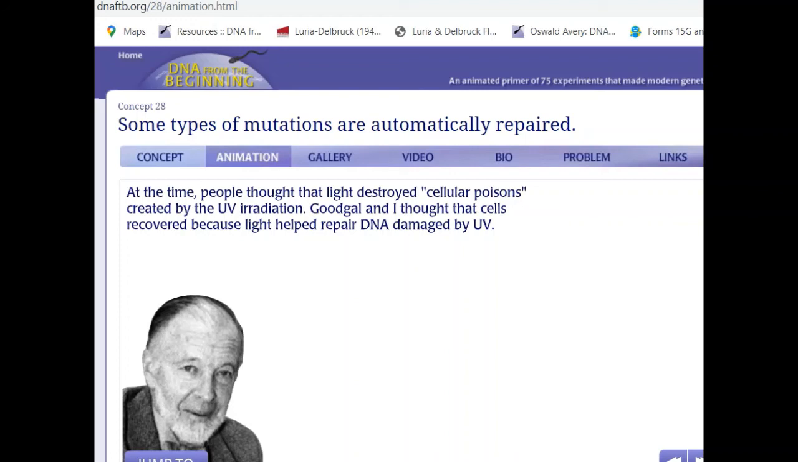And later on, it was found that the cells recovered because the light helped to repair DNA damaged by the UV. I guess this is clear to you. So we will see the next type of repair mechanism in the coming sessions.